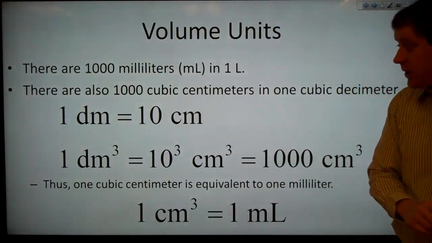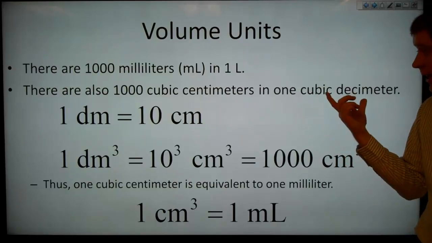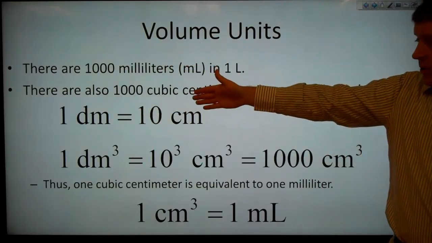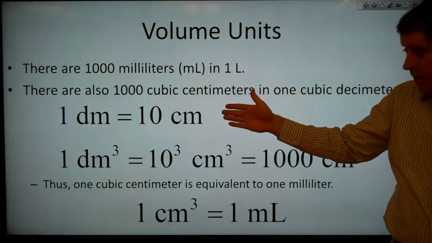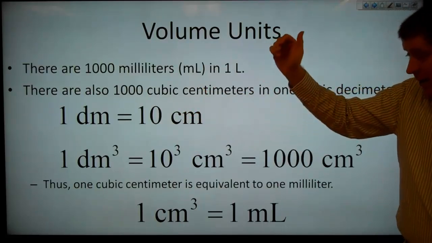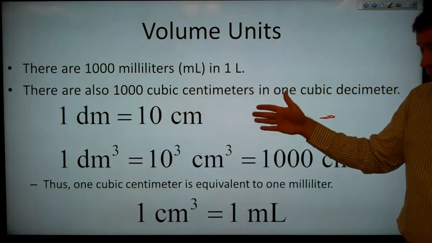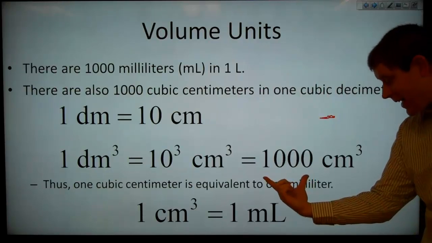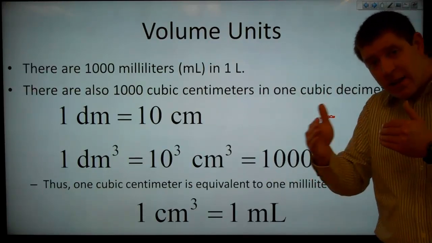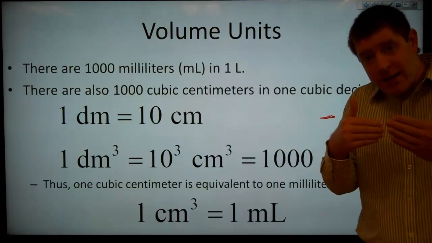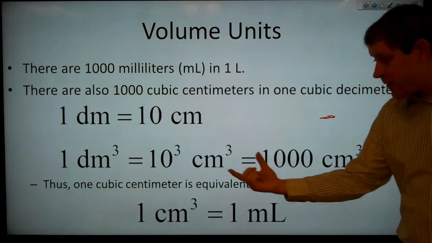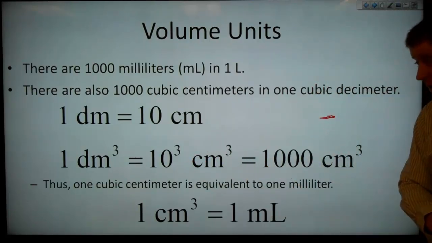There are also 1,000 cubic centimeters in 1 cubic decimeter. Because 1 decimeter is equal to 10 centimeters, 1 cubic decimeter is equal to 10 to the 3, or 10 cubed, cubic centimeters, which is 1,000 cubic centimeters. That's because we have 10 centimeters times 10 centimeters times 10 centimeters. So we have 3 tens multiplied together. That gives us 10 cubed, or 1,000.